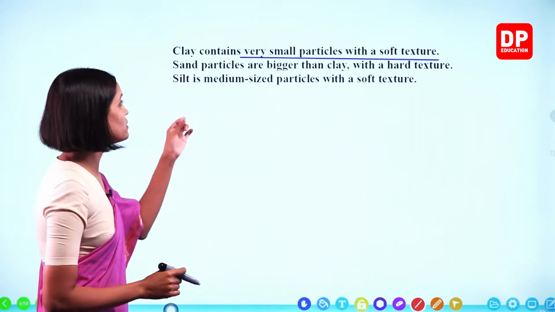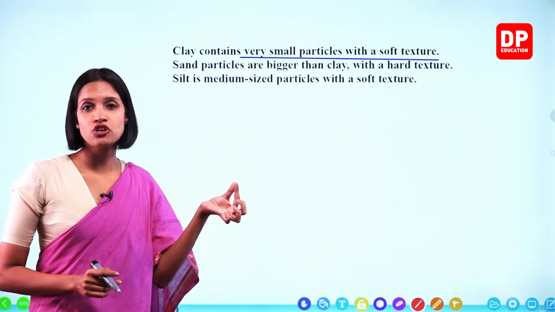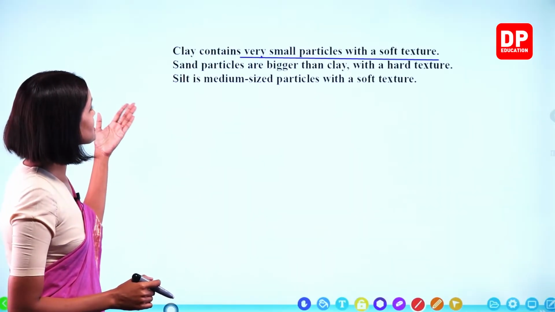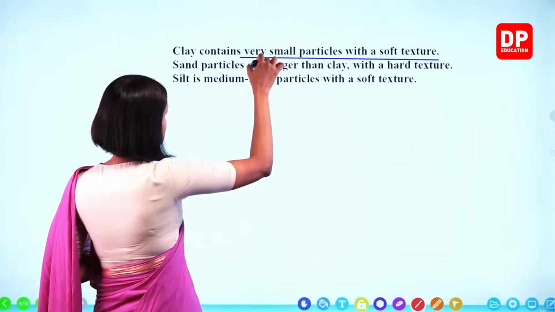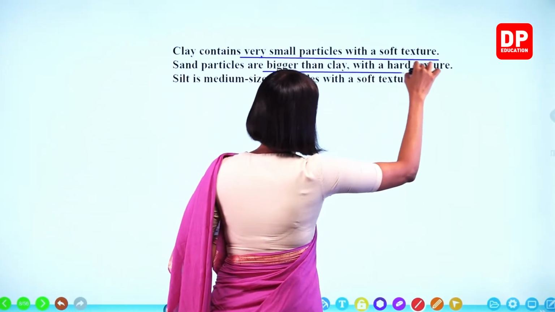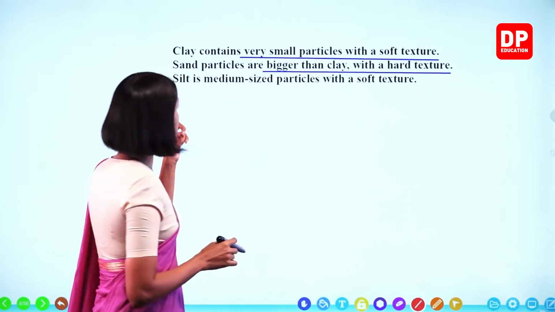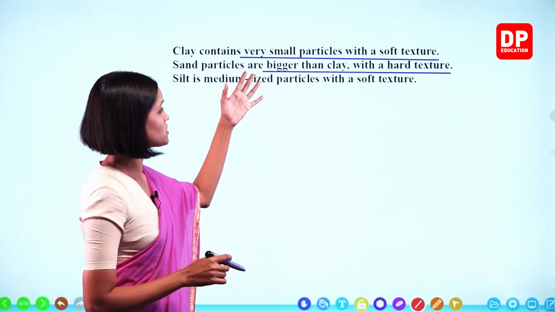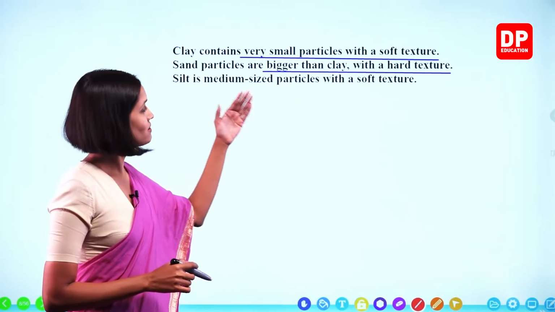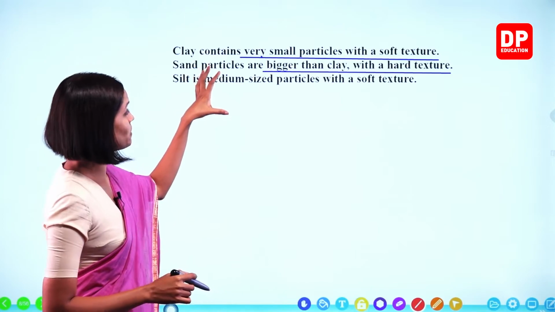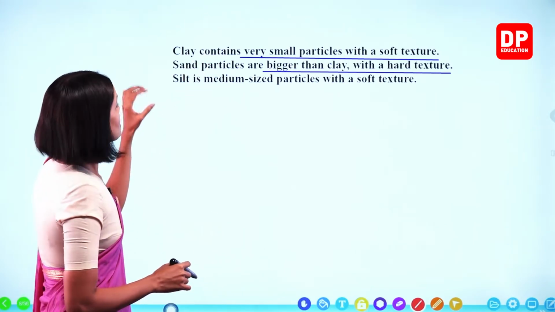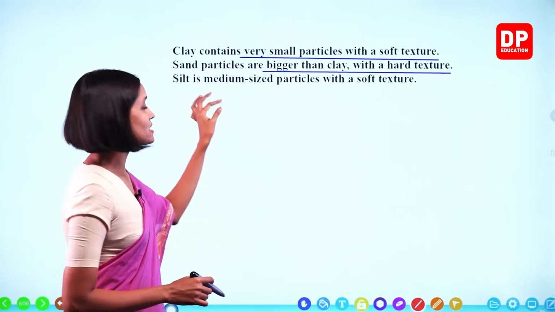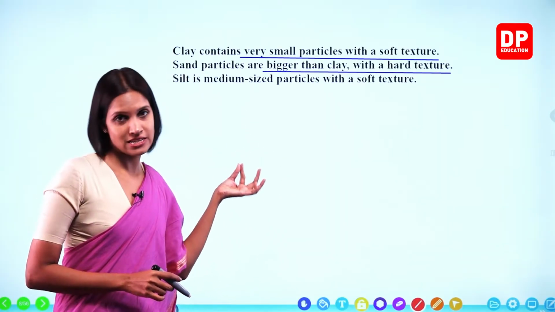Right, children? So, when you touch clay particles, it's very soft. Okay? Sand particles are bigger than clay with a hard texture. Silt is medium-sized particles with a soft texture. Right? Silt is medium-sized, bigger than clay, smaller than sand. Okay? Silt particles are also soft in texture.